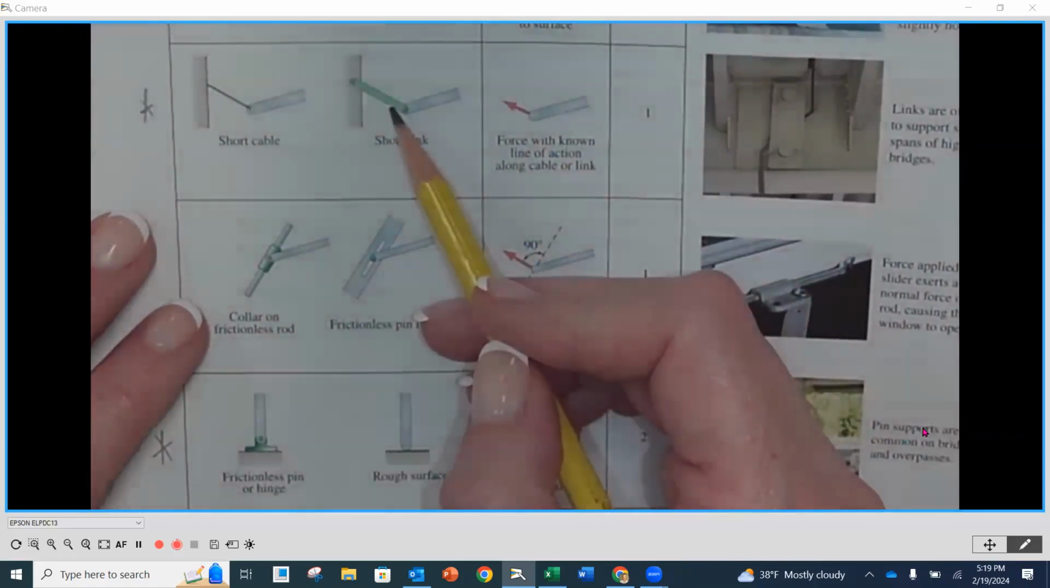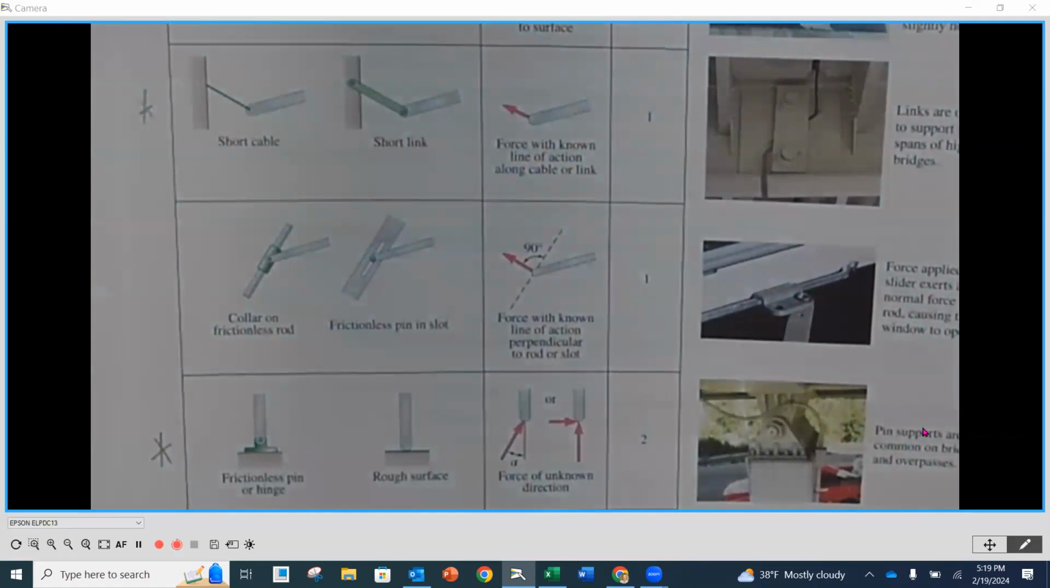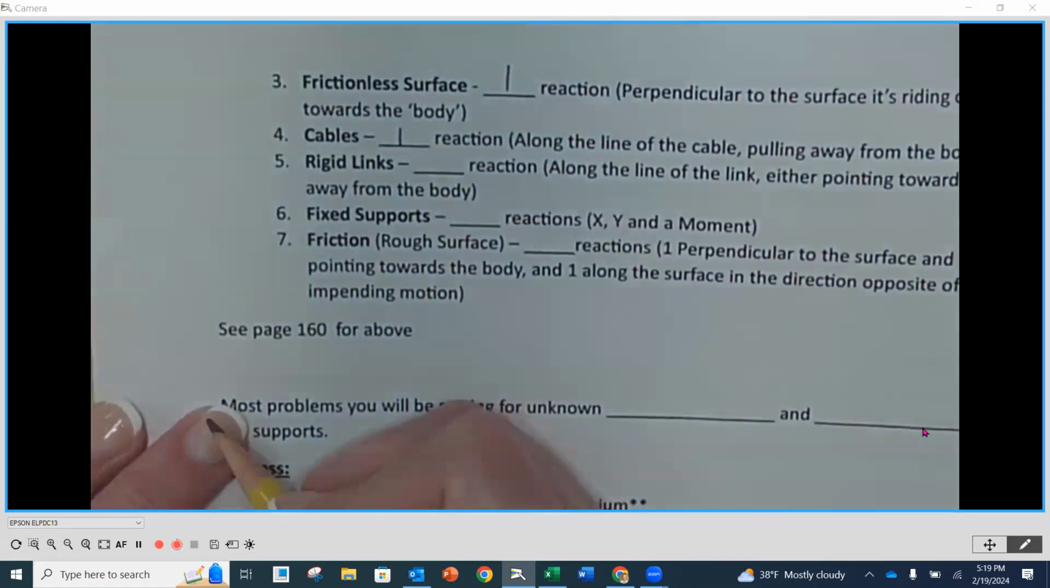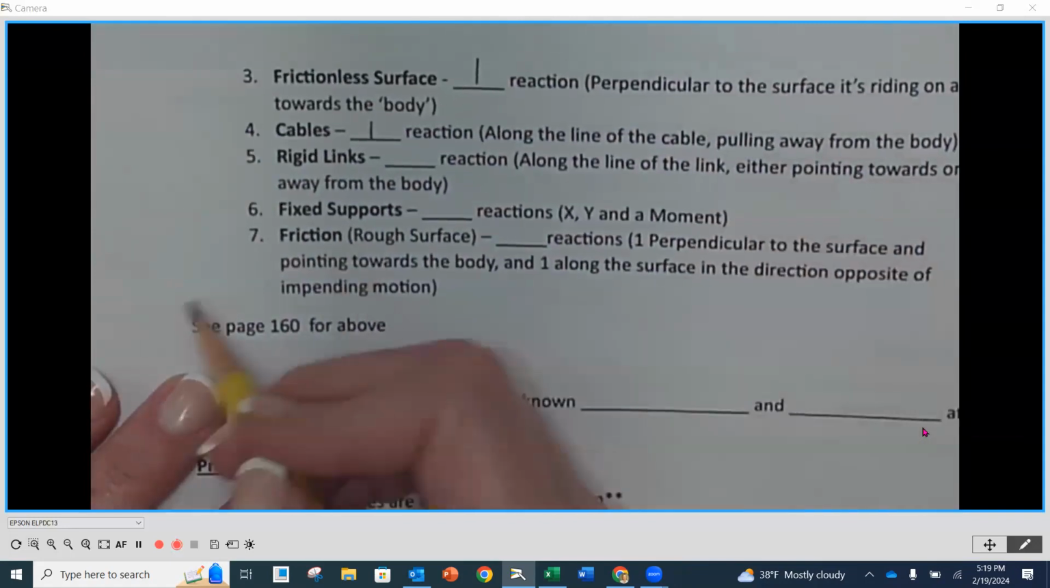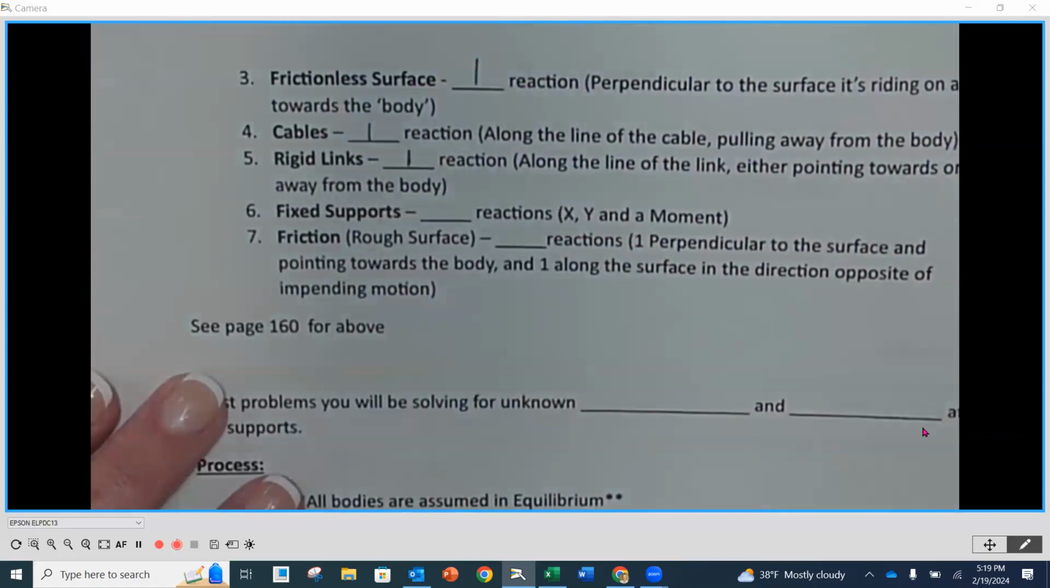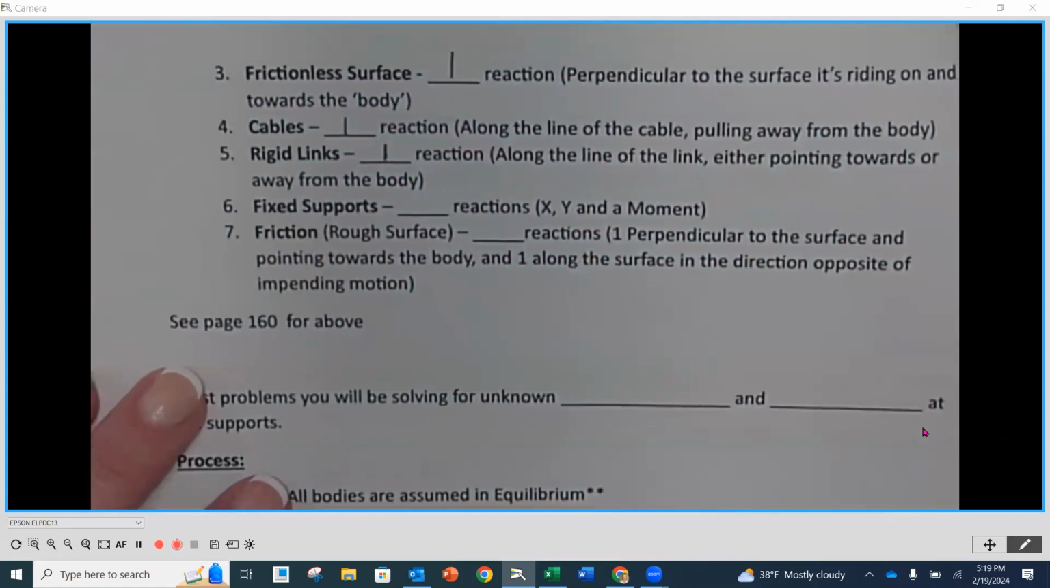Same thing with this rigid link. If this rigid link is not vertical or horizontal, that force is going to be along that rigid link, and then we would break into X and Y's if we needed to. Okay, so for a cable, it's also going to be one reaction pulling away from the body along that cable. And then for a rigid link, one reaction, again, along that link, but depending if it's towards or away, if it's in compression or in tension, will determine if it's pulling away or pushing towards. Okay.